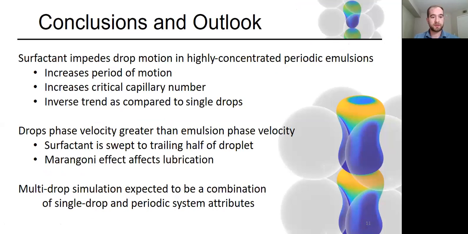So in conclusion, surfactant definitely tends to impede drop motion in this particular system. By impeding drop motion, we mean that it increases the period of motion and increases the critical capillary number. This is an inverse trend as compared to single drops approaching a single constriction in far field flow. We're attributing this to a couple of things. First of all, the drop phase velocity in the system is greater than the emulsion phase velocity, so the surfactant is behaving differently. It's swept toward the back of the drop. And therefore, Marangoni effects start to kick in and affect the lubrication layer draining and formation.